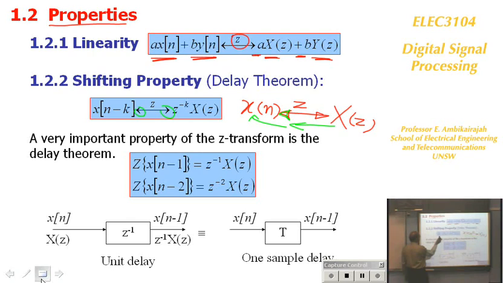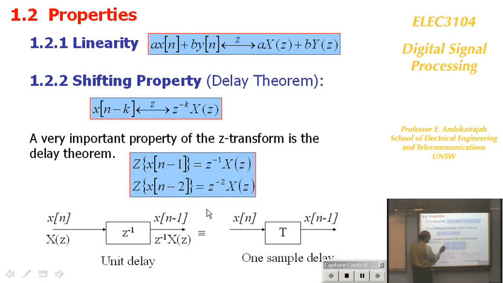If you now take the input signal shifted by k samples, what is the z transform? It will become z to the minus k times X(z). That's your z transform. Have a look at it very carefully. So take an example. That's the transform of x[n minus 1]. It's only a single unit delay, so it will be z to the minus 1 times X(z), because x[n] provides you X(z). For n minus 2, this will become z to the minus 2 times X(z). So that's your z transform property.